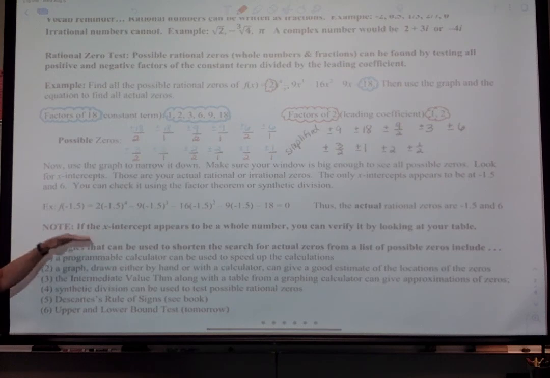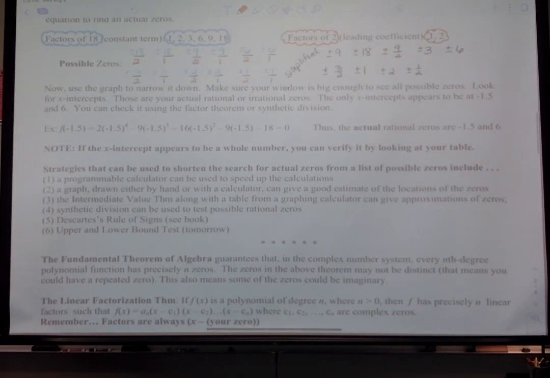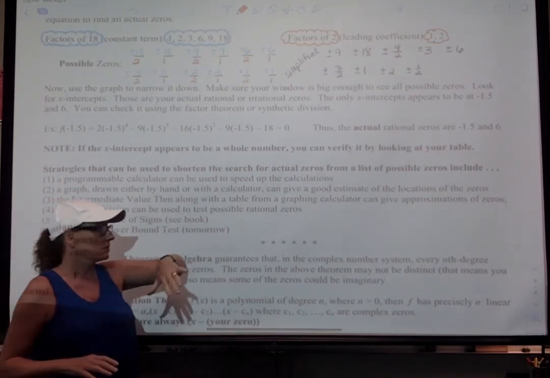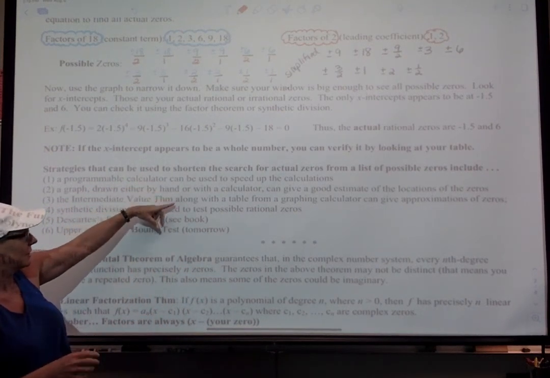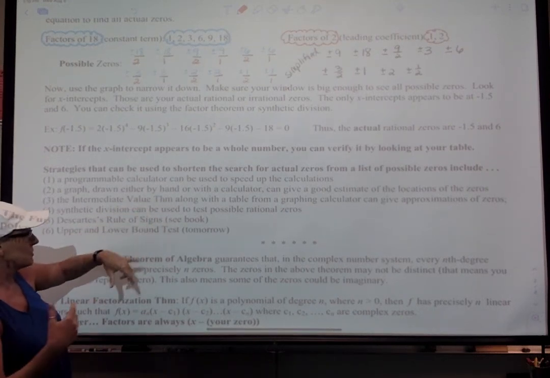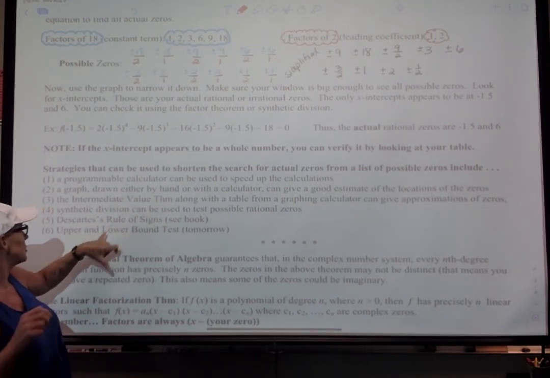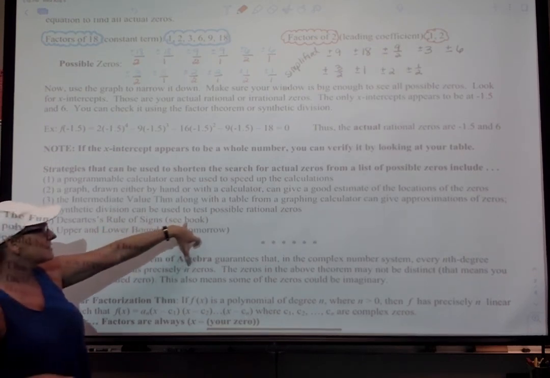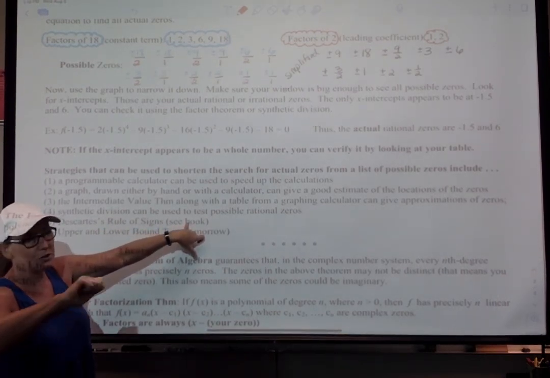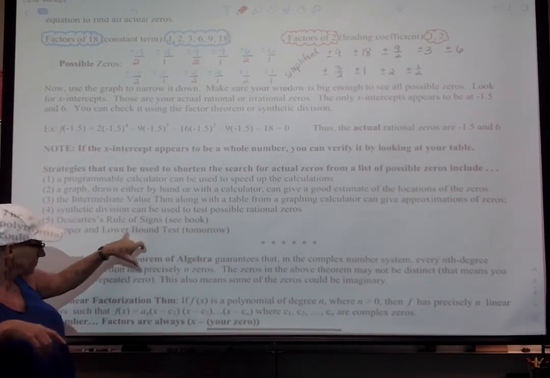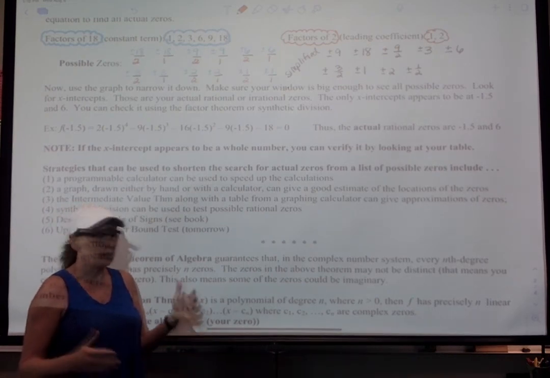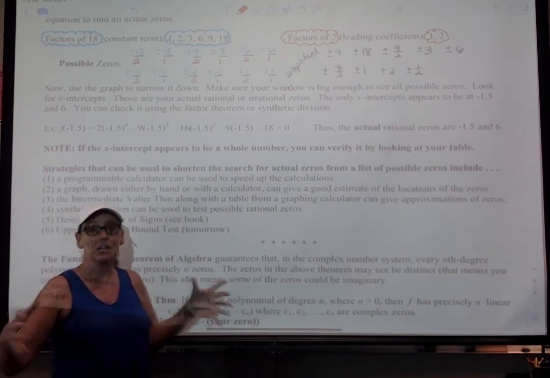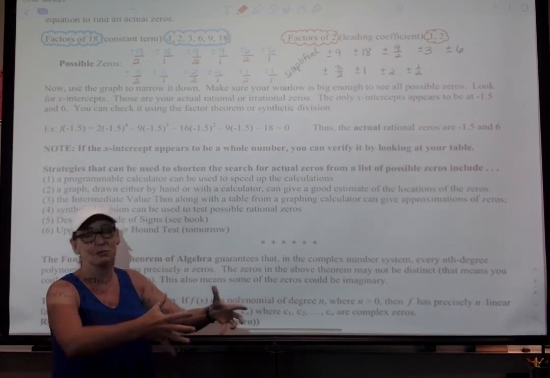All right, moving on. Here are some other ways. Sometimes some of these mention graphing calculator, so that's nowadays. But the intermediate value theorem can be done. Synthetic division, Descartes' rule of signs. This is in your textbook. If you want to look it up, you can access your textbook in MyMathLab. Upper and lower bound test. We'll talk about that tomorrow. So, tell you what, there are a lot of ways to start narrowing down your possible zeros.